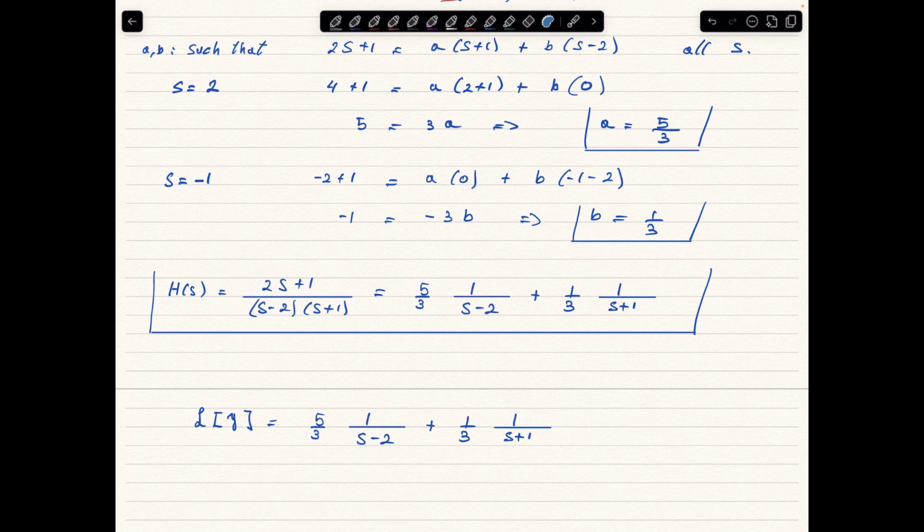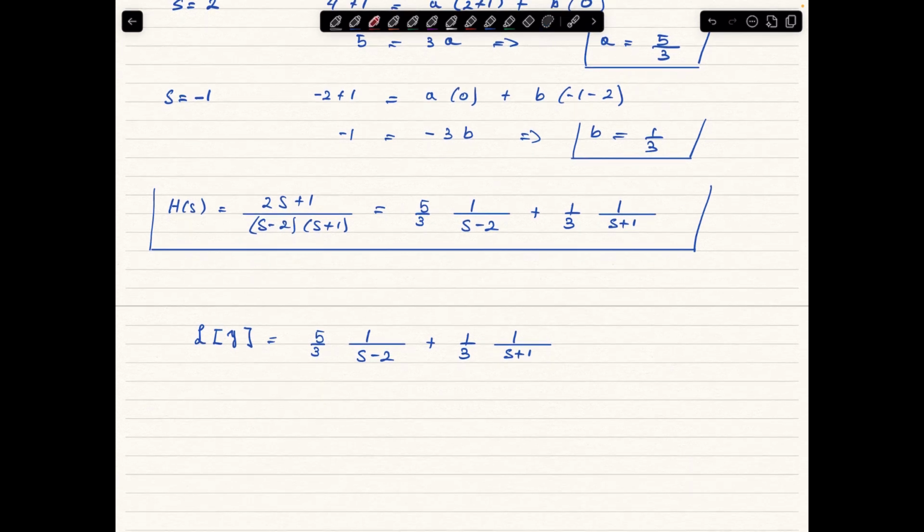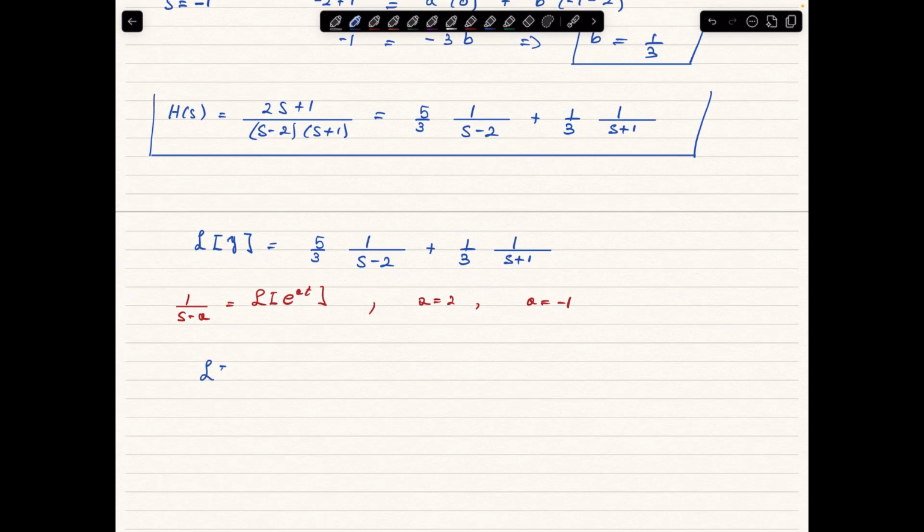But recall that we know from the Laplace transform table that whenever you have 1 over s minus a, this is the Laplace transform of exponential at. Well, use this equation for a equal 2 and for a equal -1. And what do we get? We get that the Laplace transform of y is 5/3 the Laplace transform of exponential 2t, and then 1/3 the Laplace transform of exponential -t.